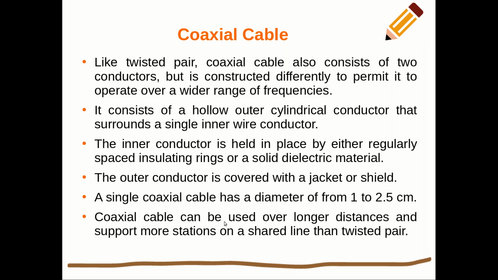The coaxial cable can be used over longer distances and support more stations on a shared line than twisted pair. So always we have a comparison with the twisted pair, which is the one we already learned. Compared to that, it is of course the better one. It supports longer distances and many more stations can be connected to a shared coaxial cable compared to the twisted pair cable.